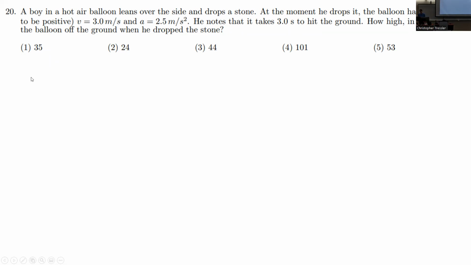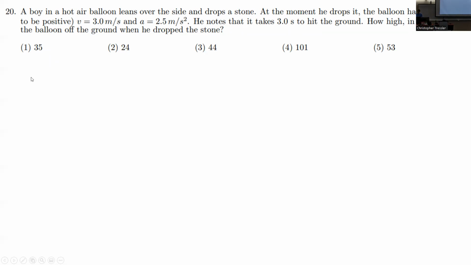So it says a boy in a hot air balloon leans over to the side and drops a stone. At the moment he drops it, the balloon has, taking up to be positive, velocity is 3 meters per second, and acceleration is 2.5 meters per second squared. He notes that it takes 3 seconds to hit the ground. How high in meters was the balloon off the ground when he dropped the stone?